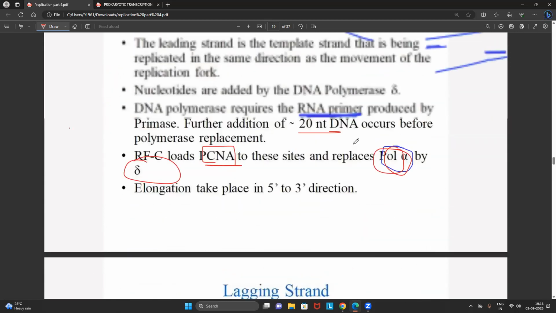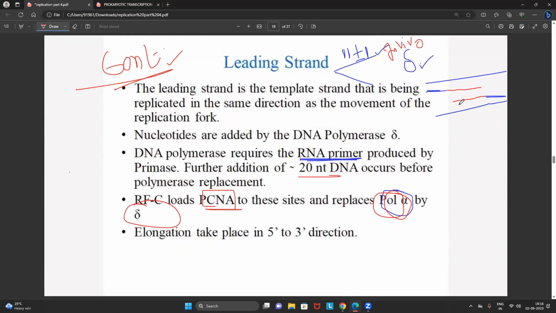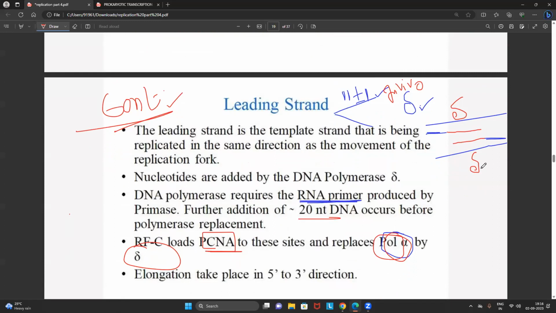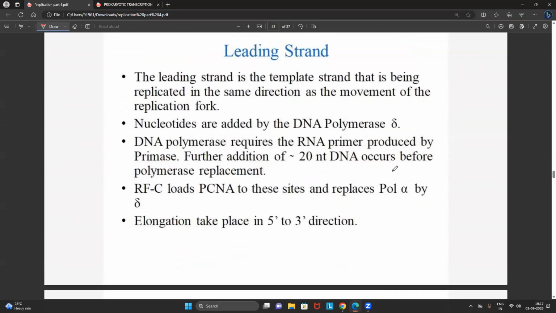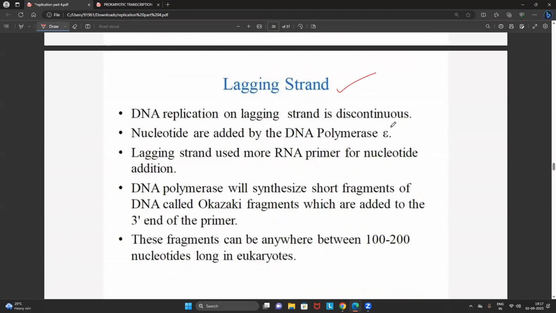Now, friends, I hope you all remember. Again, I am telling you, listen to my statements correctly. Actually, the leading strand can be synthesized by delta. The lagging strand is also synthesized by delta. There is no doubt about it. But friends, in some cases, I am always using the words some cases only, the lagging strand can be synthesized by polymerase epsilon instead of polymerase delta. Only some cases, not all the time. And the point is that polymerase epsilon only synthesizes the lagging strand. It won't synthesize the leading strand.